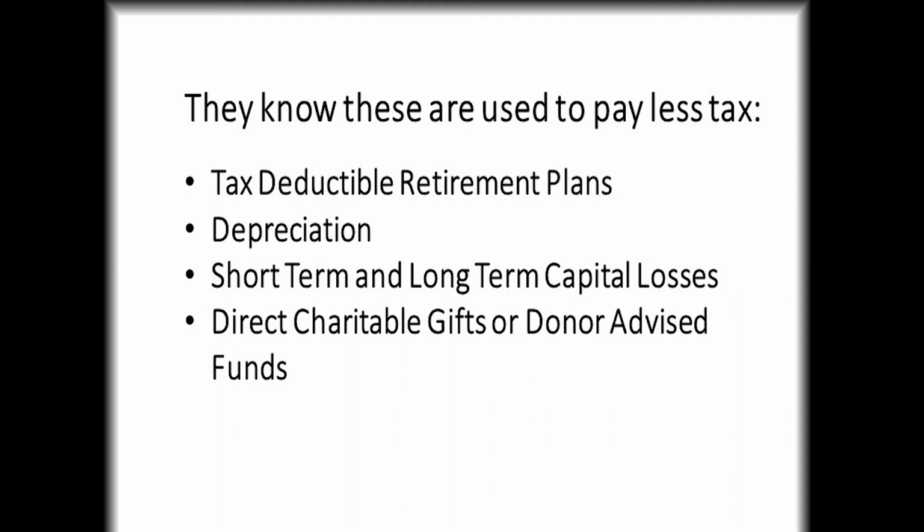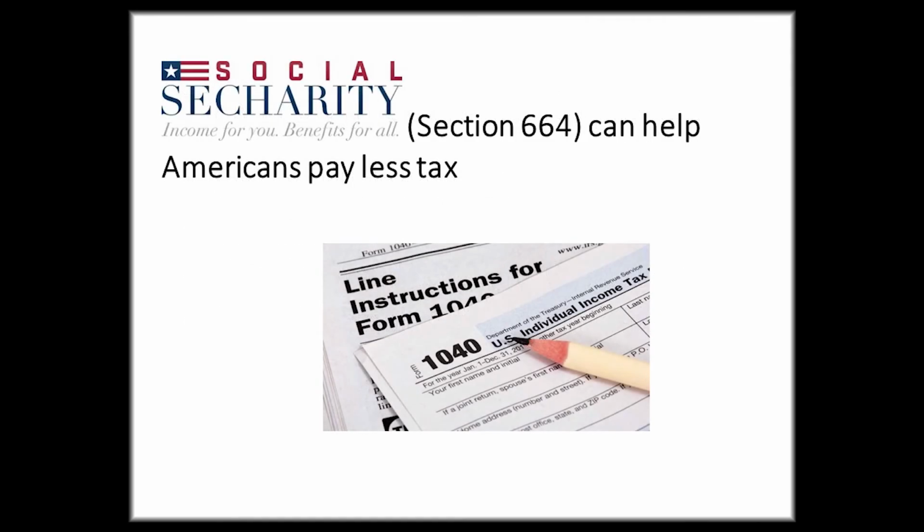You can have short-term and long-term capital losses. Not that they're great to use for tax avoidance, but if you have them, they will be used to offset long-term capital gains or short-term capital gains. And then you can make direct charitable gifts or a gift to a donor-advised fund, and those are tax-deductible charitable gifts, and they will help you pay less tax depending on the amount that you put into those funds. Section 664 in Social SeCHARITY can also help you pay less tax.